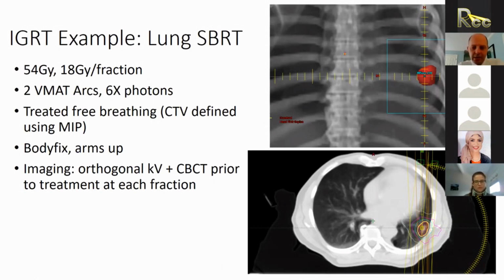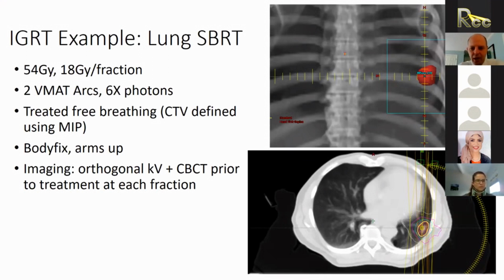And I should actually add a little bit here. Typically, the orthogonal kV would be to make sure that we're set up pretty close so that when we take the cone beam, there's not much of a shift that happens afterwards. It's more of a verification. And that's just kind of an institutional preference.